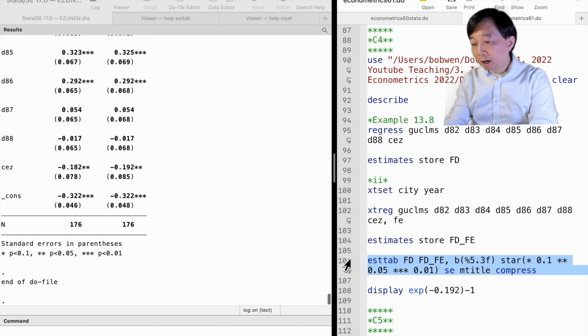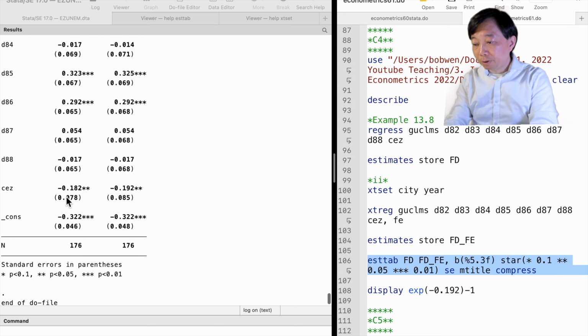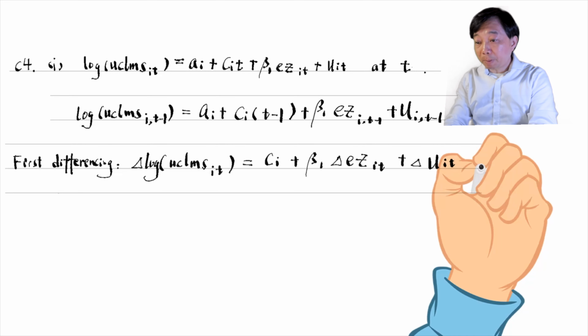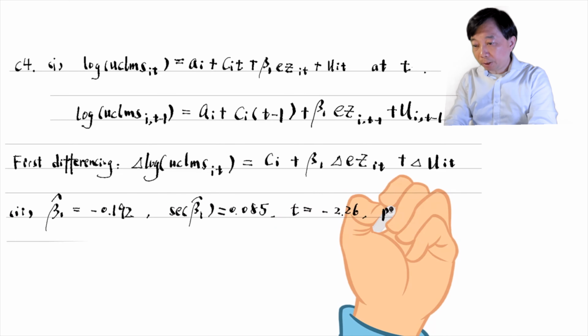We find a slight difference between the estimates. The estimate of beta 1 is minus 0.182 using the first differencing method. It is minus 0.192 using first differencing and fixed effects. The former removes the city-specific heterogeneity, while the latter removes both the city-specific heterogeneity and the city's own time trends.